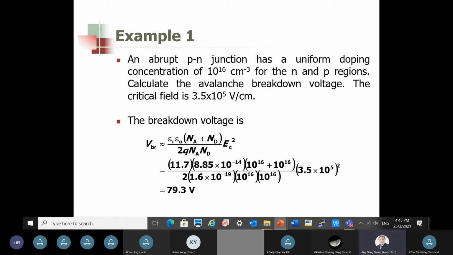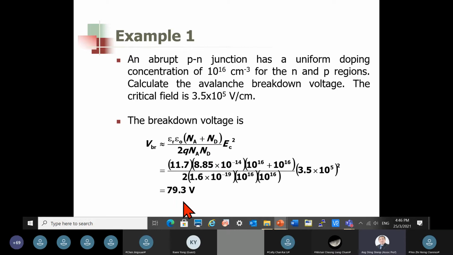Let's do one simple calculation exercise to determine the breakdown voltage that corresponds to the avalanche breakdown. This PN junction is given by doping concentrations on the N side and the P side which are equal. You're asked to calculate the avalanche breakdown voltage, given that the critical electric field is 3.5 times 10 to the power 5 volt per centimeter.